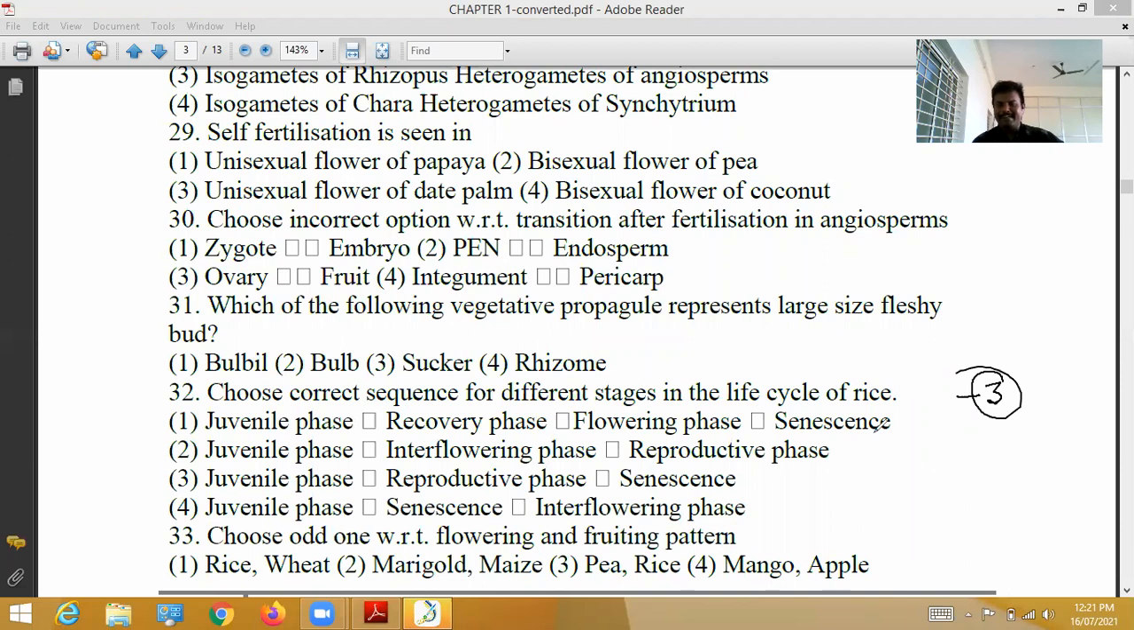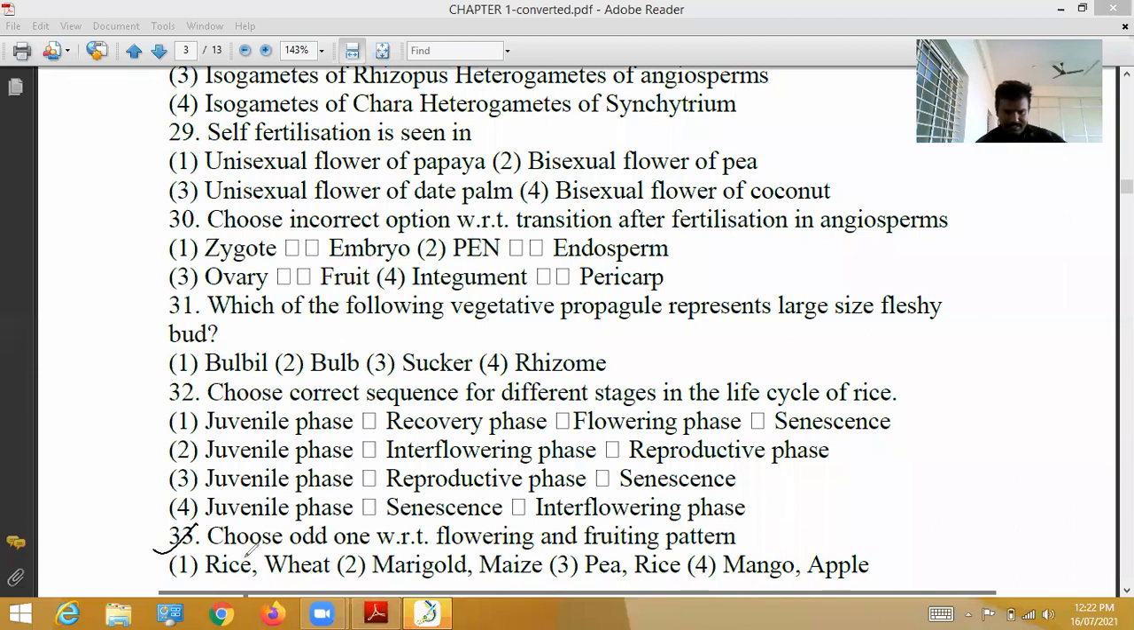So that is the only advantage in biology. Okay, here option C, yes. The third option is correct. Let's see the 33rd question. Choose the odd one with respect to flowering and fruiting pattern.